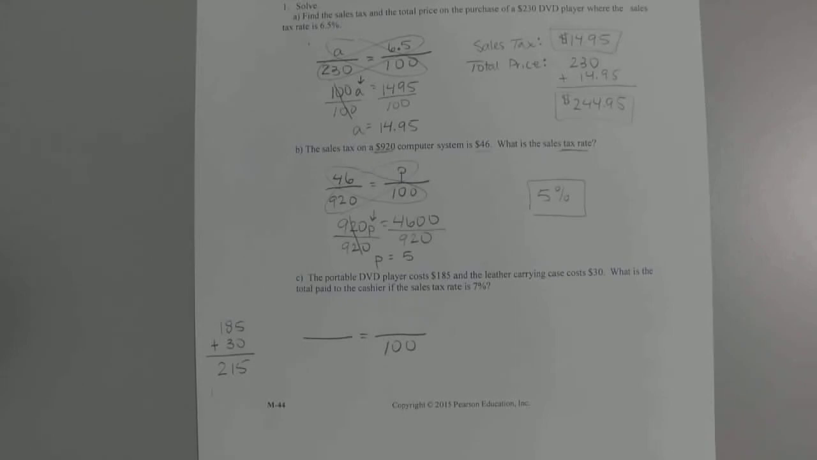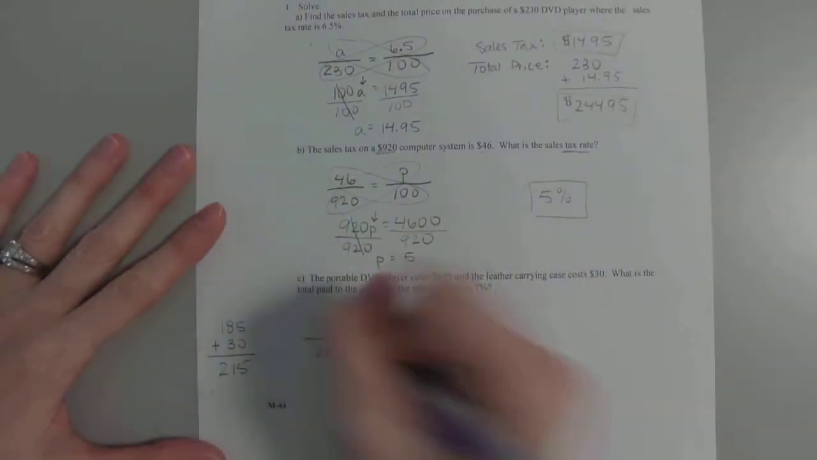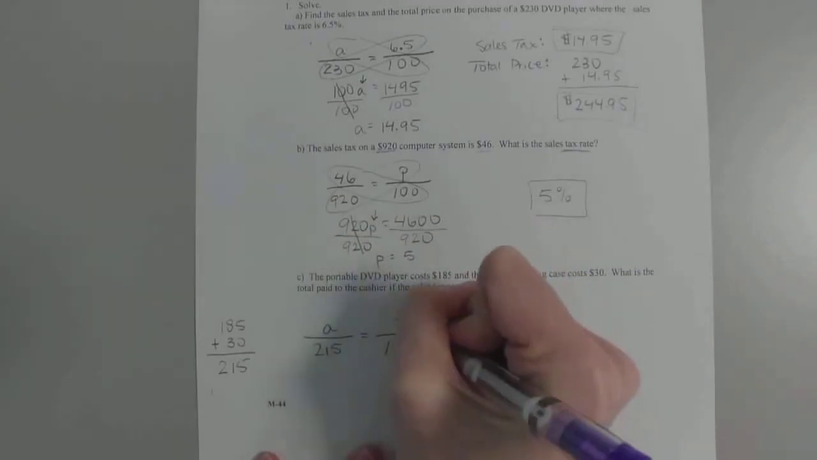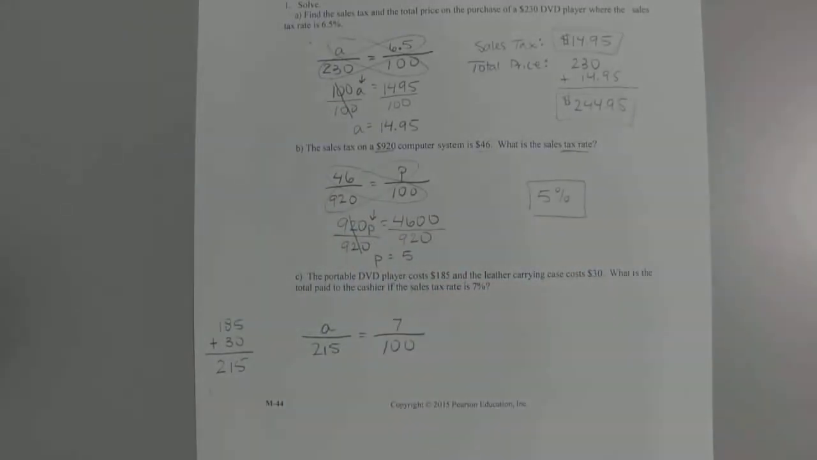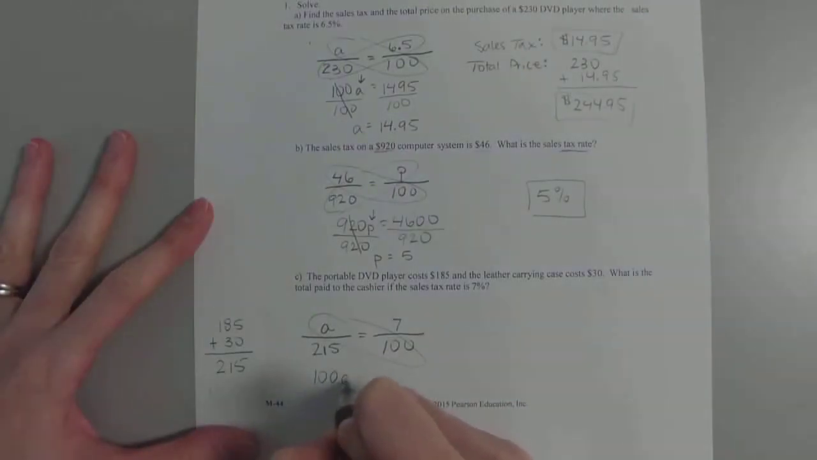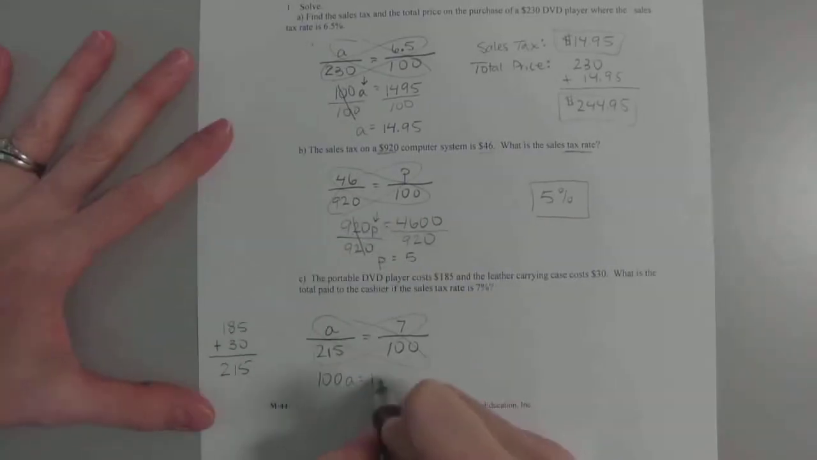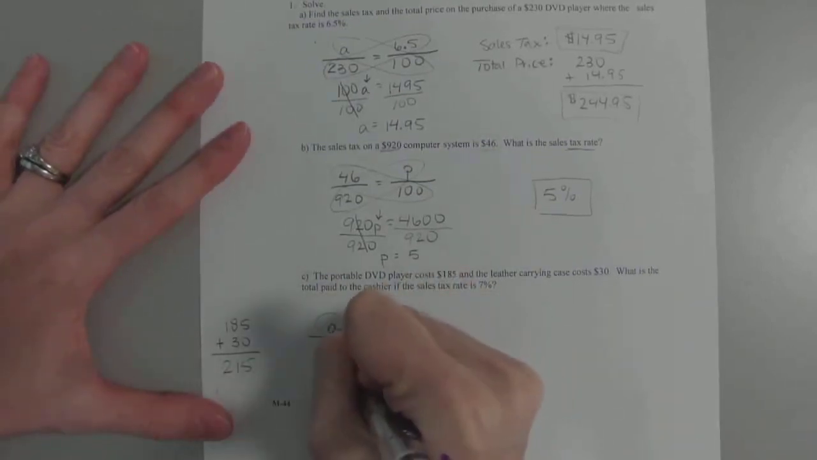So when we buy that DVD player and the carrying case, how much are we actually spending? $215, okay? So that's just a little extra work, where before it told us 920 and before it told us 230. What we're spending, where does he always go? On the bottom. He's our base, right? And we don't know how much we're getting taxed, so that's going to be our amount. But we do know the rate is 7%, and he always goes over the 100. Okay? So A, the amount of tax we're not too sure of, but we know we're paying $215 for both these things at a 7% rate. So go ahead and cross multiply. You have 100A equals 7 times 215. Is that 1505? Okay.